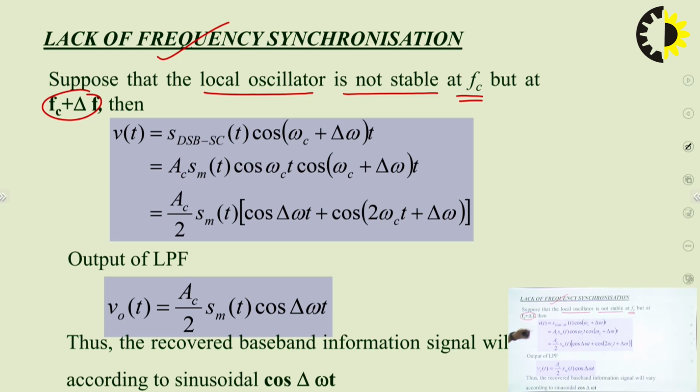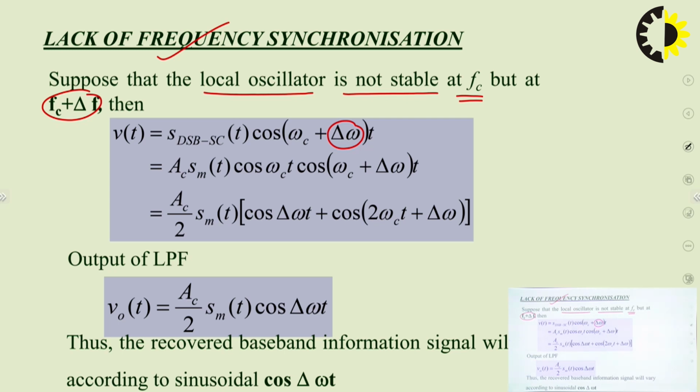Okay, because there is no synchronization, if there is a frequency mismatch between the transmitted signal and the frequency generated by the local oscillator, there may be frequency mismatch due to various factors, because we do not have any mechanism to synchronize. In the absence of synchronization, if there is a variation in frequency, maybe small variation, and this variation in frequency is denoted here by del f, del omega.